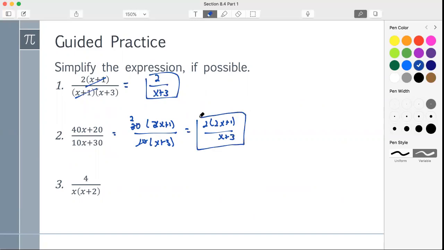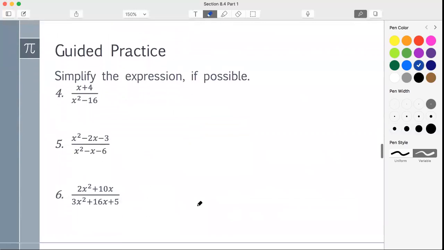Now, you do not have to remultiply out. I don't want you to go backwards. So if you factored already like this to simplify, you don't have to remultiply out. All right, number 3, nothing cancels. It's simplified. 4 over x times x plus 2.